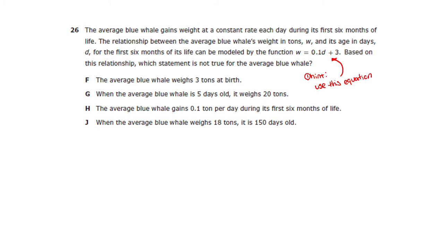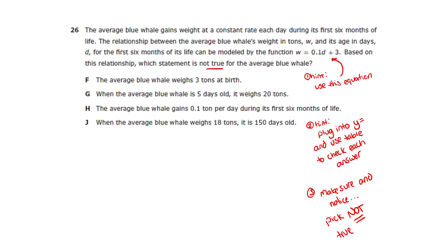Okay, so that was one hint. You would want to use your table. You can check each one of these. Now, at birth, think about what that would mean. How many days old would the whale be? And then this one should be pretty easy. H, see if you're gaining 0.1 tons per day. Okay, here comes your answer. Oh, here's another hint. Make sure you pick the answer that's not true.